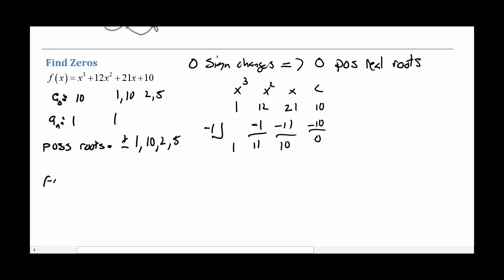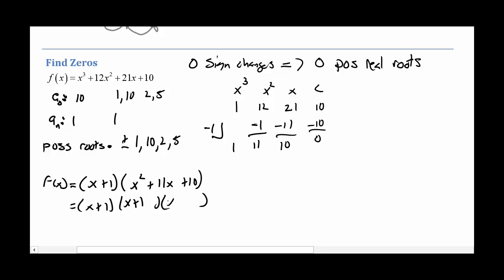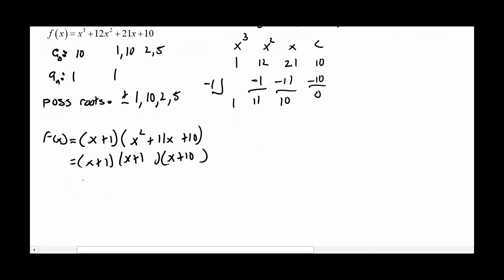All right, so our function so far looks like, let's see, a -1 means it's going to have a factored form of x plus 1. And that 1, 11, and 10 means x squared plus 11x plus 10. Okay, now that looks like something that we can factor. Let's see, 10, yeah, 10 and 1. So x plus 1 and x plus 10. Okay, notice we have a multiplicity. We have a repeated factor of x plus 1 squared times x plus 10.